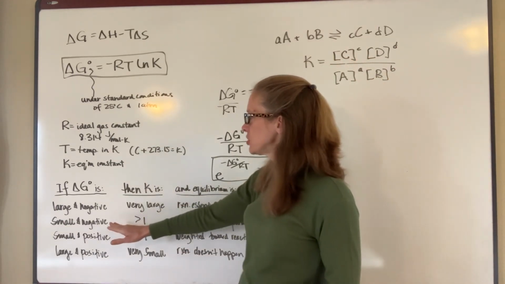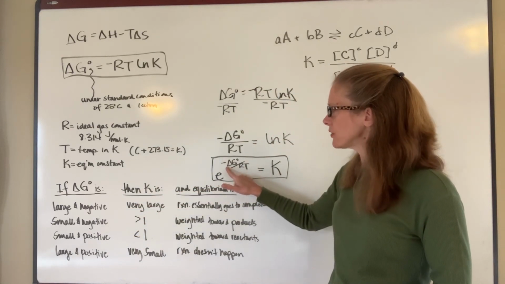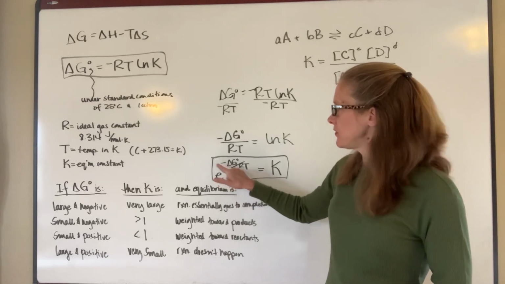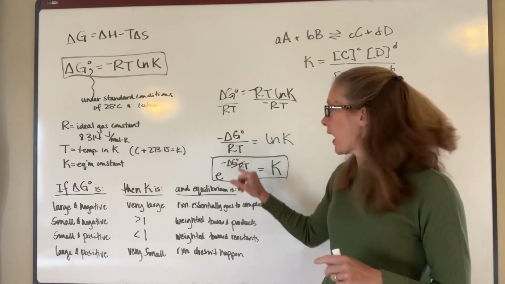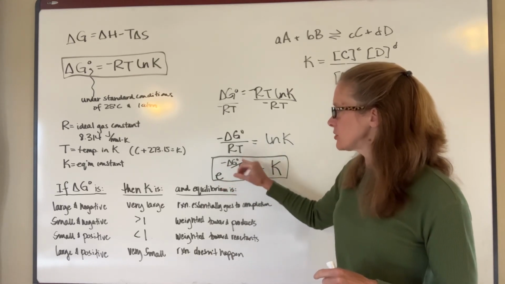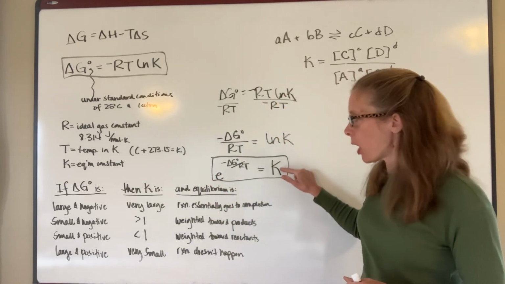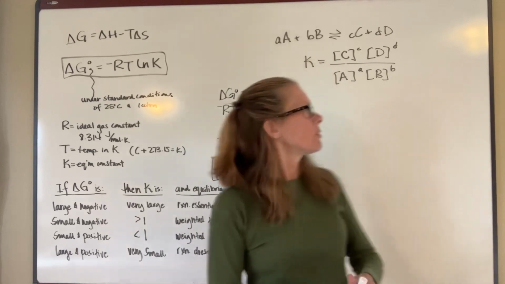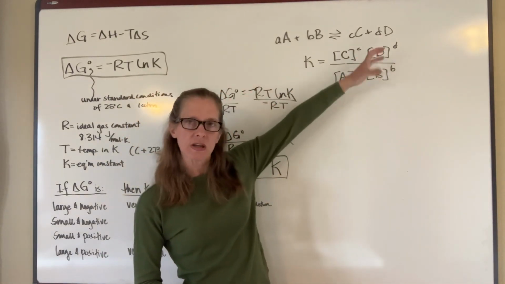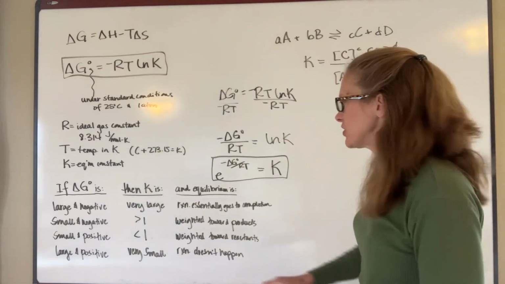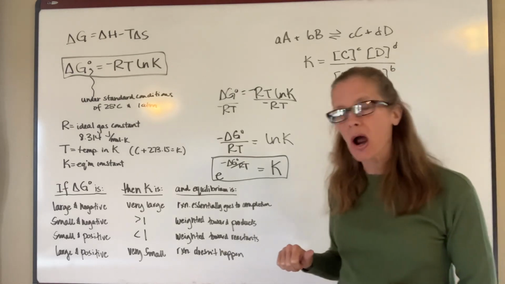Now, if delta G is small and negative, then the negative in the exponent is going to multiply by the negative delta G, and it's still going to end up being a positive number up here. So e raised to a small number is going to be a relatively small equilibrium constant. If this number is relatively small, that means these two are relatively in balance with each other. But if it's greater than 1, that means my equilibrium is going to be weighted towards the products.